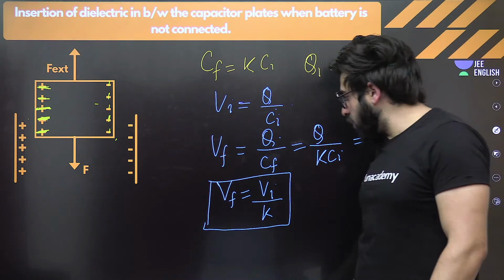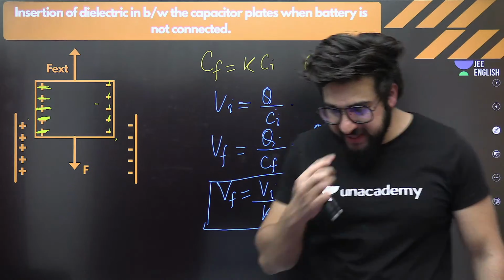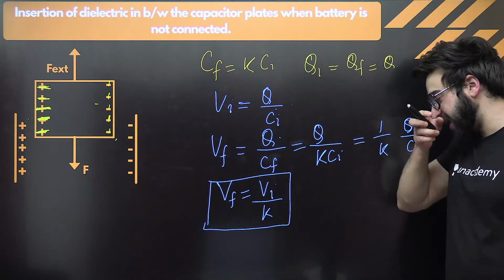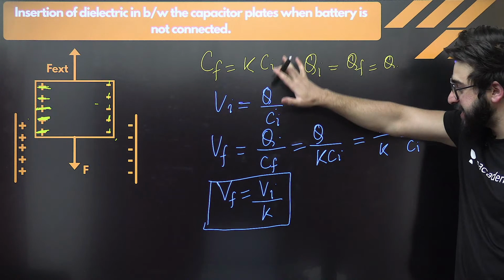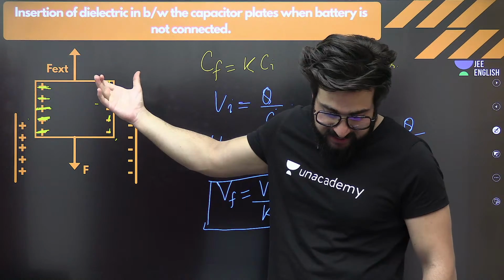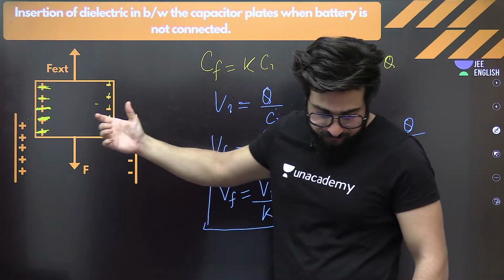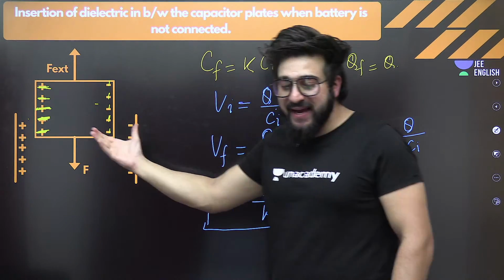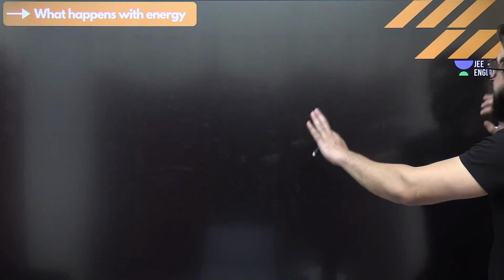Now, we say the potential has been decreased by K times in this case finally. The initial potential was Vi, and finally we derived that it has been reduced by K times when we place the dielectric. Okay, that's great. So we place the dielectric in that case, and this happened.